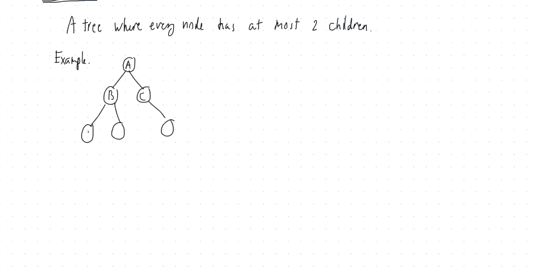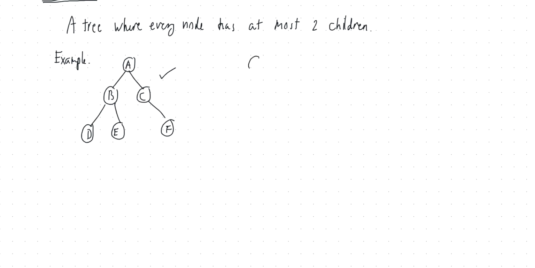A, B, C, D, E, F. This tree is a binary tree because if you look at the node, this node has 2 children, B has 2 children, C has only 1 child, and then D, E, and F have no children at all. So 0, 1, or 2 children for each node, that's perfectly fine. So it's a binary tree.